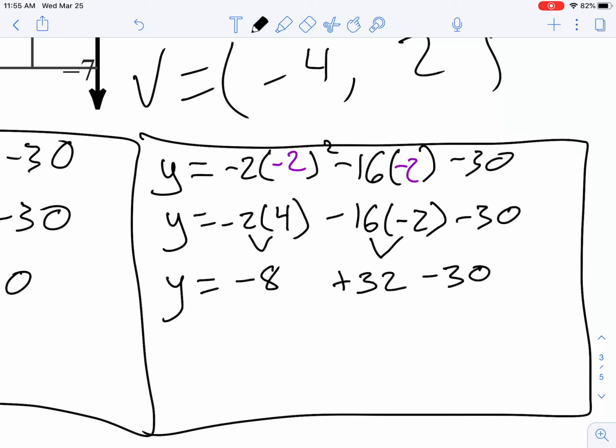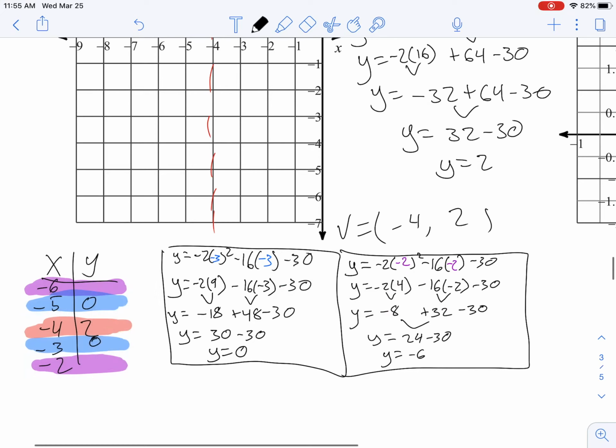And now I'm going to work these out. So I can do 32 minus 8 to get 24. And 24 minus 30 is -6. So when I plugged in a -2, I got a -6. If I plugged in a -6, I would also get a -6.